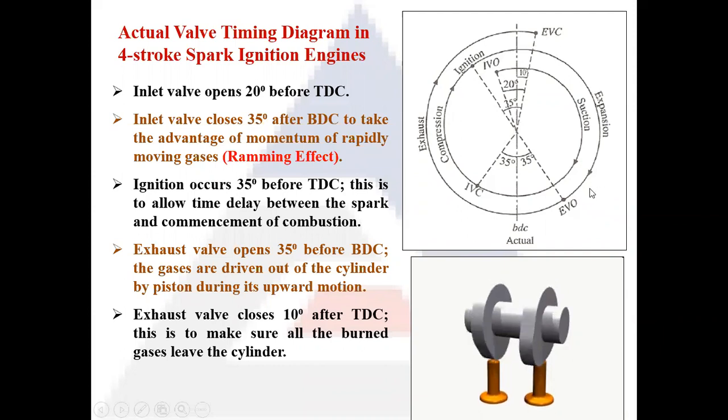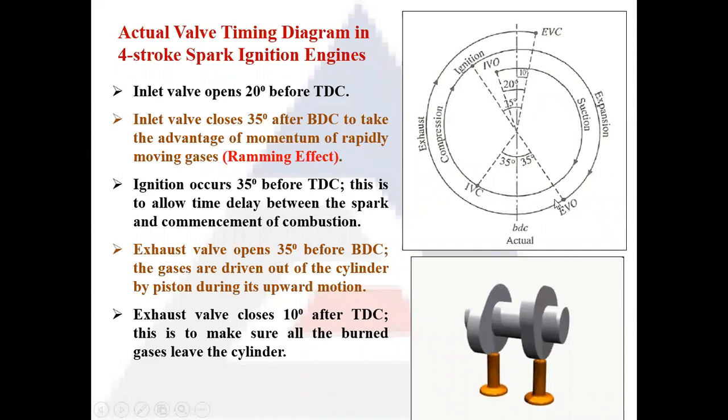And then when the piston moves in the downward direction during the power or the expansion stroke, you can see that the exhaust valve opens 35 degrees before the bottom dead center. Okay. So again, this is to accommodate the gradual opening of the valve. And then the exhaust stroke starts, the exhaust gases start to move outwards, and then the exhaust valve is closed 10 degrees after the top dead center.